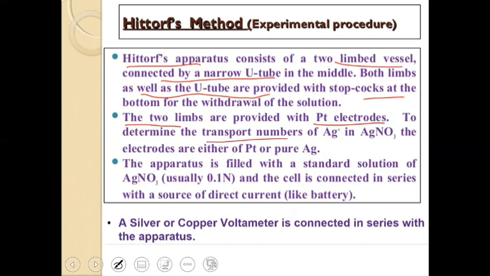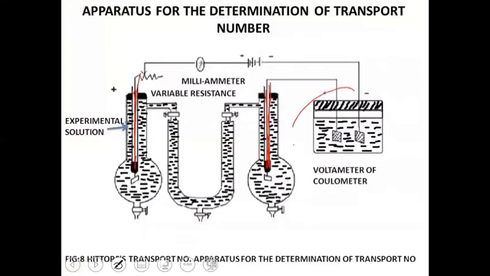Here we are going to determine the transport number of the silver ion, Ag plus. In silver nitrate, the electrodes are either platinum or pure silver in this type of method. Another one is a silver or copper voltameter, which is connected in series with the apparatus.